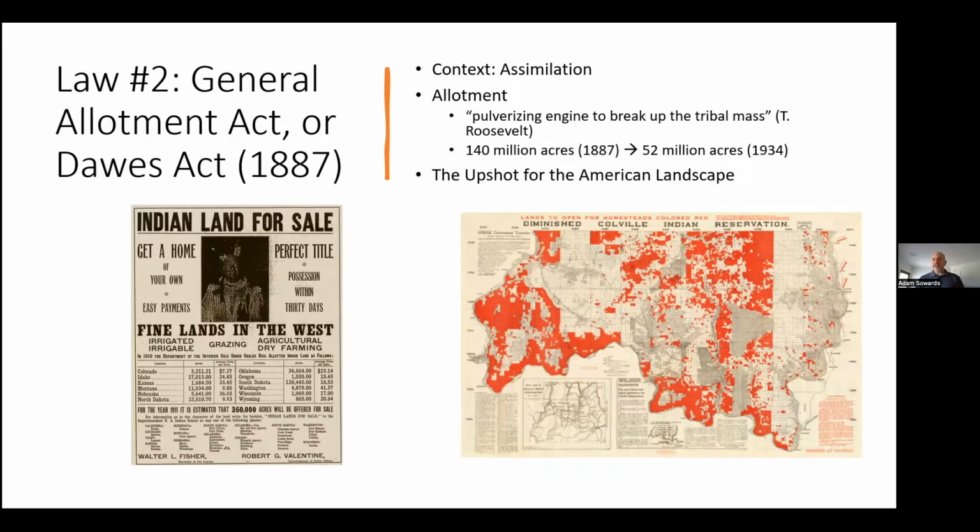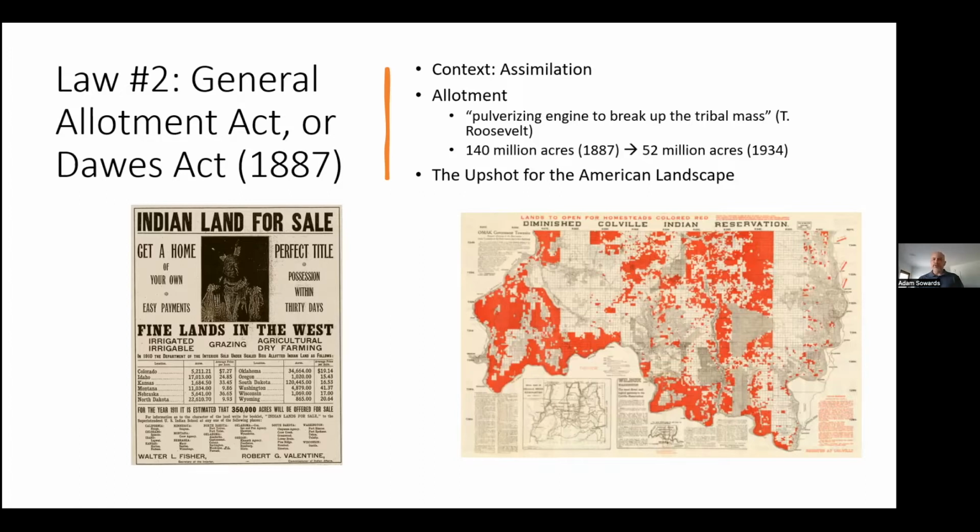This goes into effect in 1887 at a time when reservations cumulatively held about 140 million acres. When it was over in 1934, only 52 million acres remained. And this, of course, is after already an enormous reduction of land through treaties, through war, through all sorts of fraud and cheating that had been going on since the late 15th century, all the way into the late 19th.